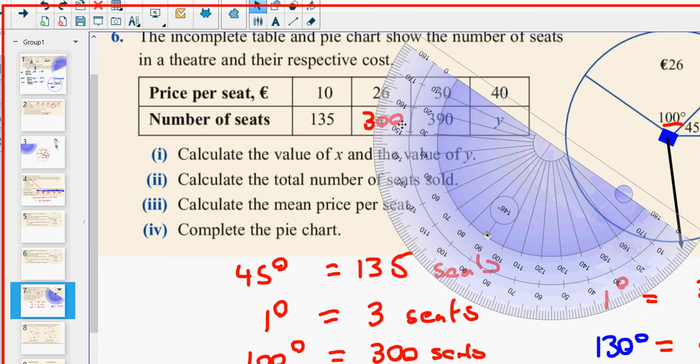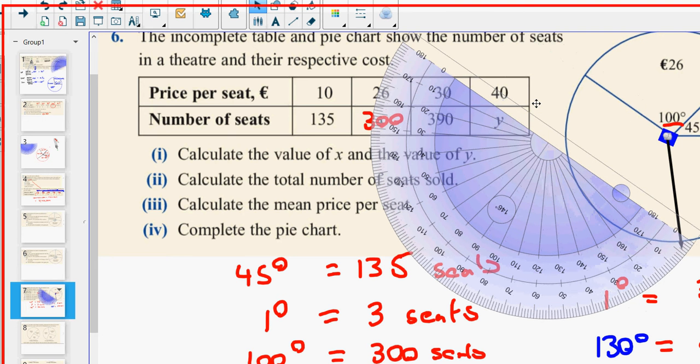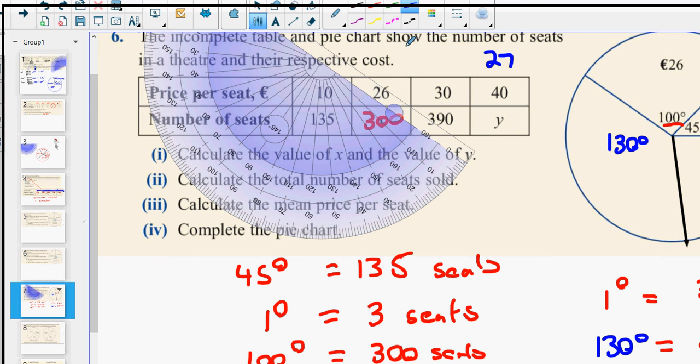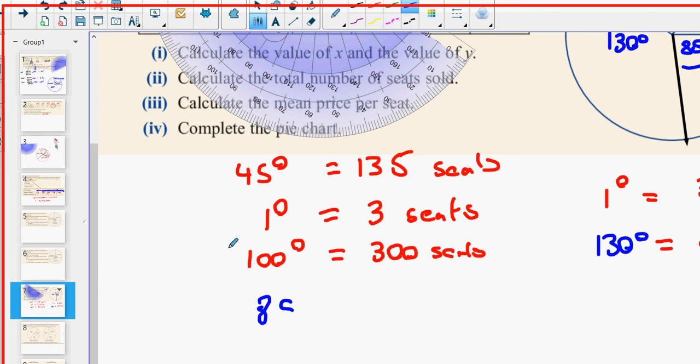Now, what can we say about the last one then? If that's 130 degrees, how many degrees are left? There's 145 plus 130, which is 275 degrees accounted for. It should add up to 360, so what's left over? 85 degrees. Now our job is to find out how many seats belong to 85 degrees.